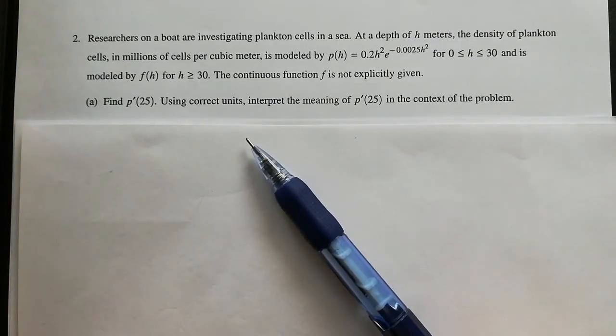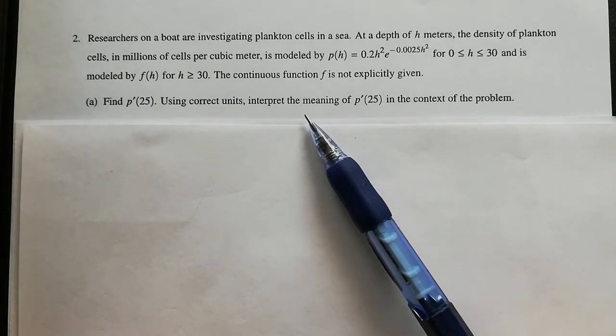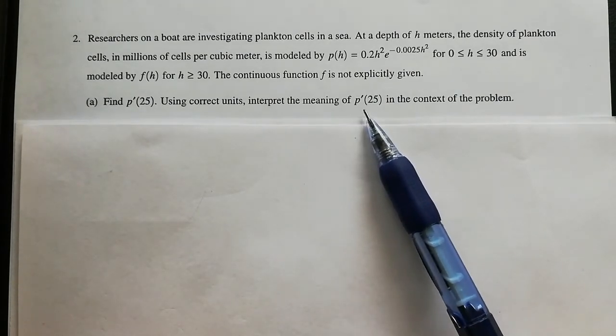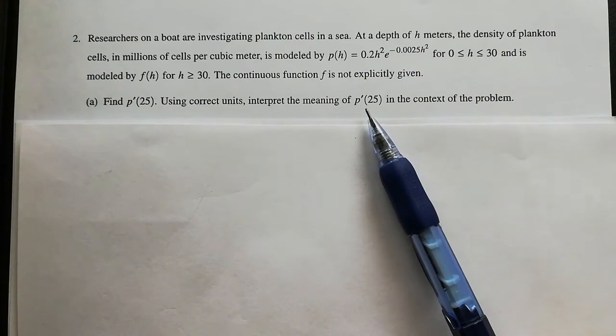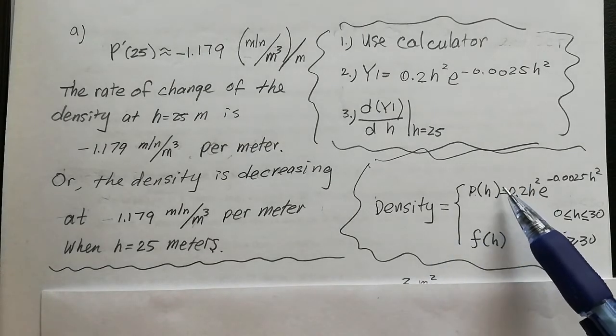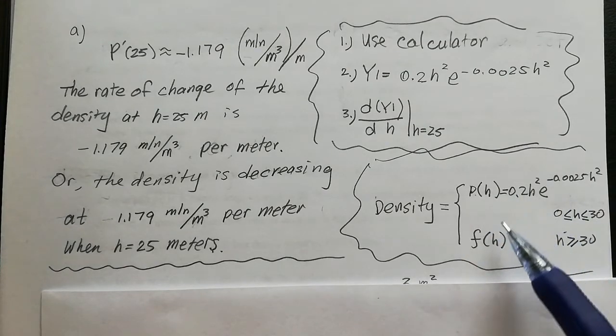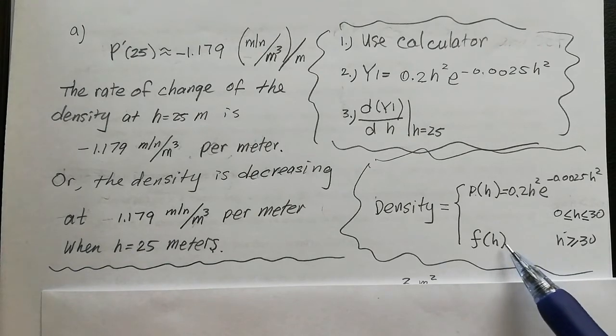The first question is, what is P prime at 25? You have to use the correct units and explain the meaning of P prime at 25. I rewrite the density expressions here, P of H and F of H. Since I don't know F of H, I just leave it as that.